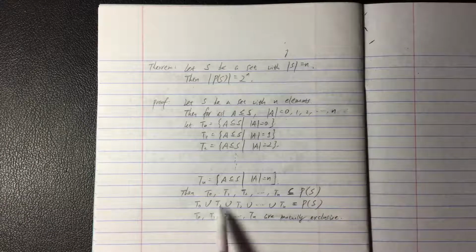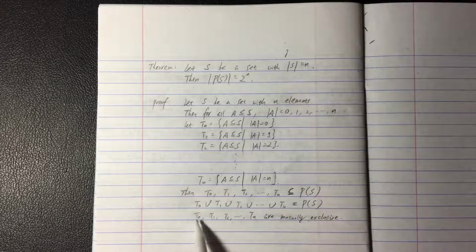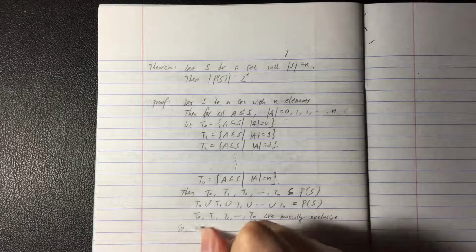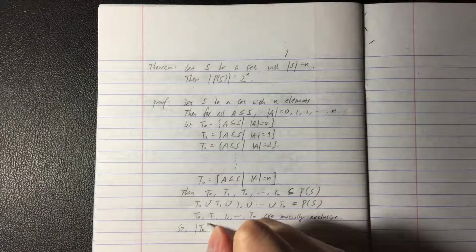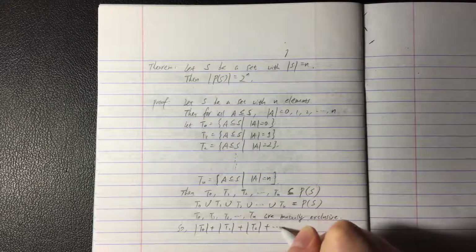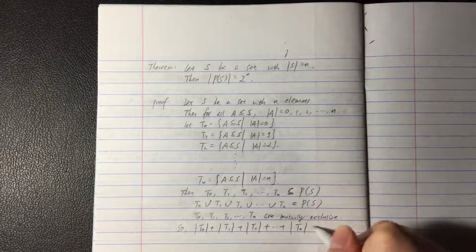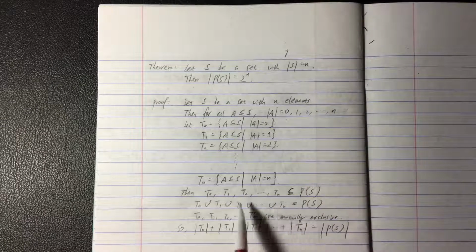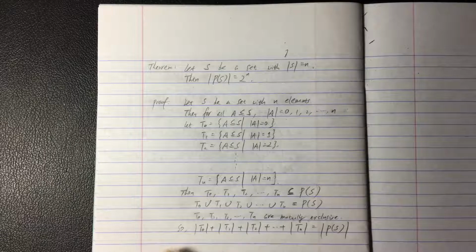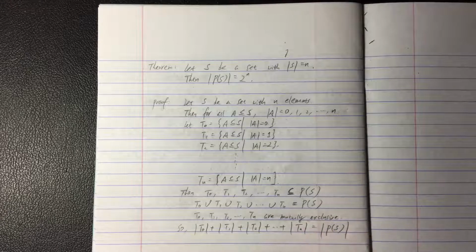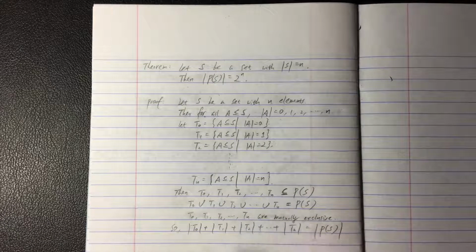Since the union of T0, T1, T2, Tn is the power set of S, and these sets are all disjoint, then by the cardinality rule, the cardinality of T0 plus the cardinality of T1 plus the cardinality of T2 plus the cardinality of Tn is the cardinality of the power set of S, since they are all disjoint sets and their union is the power set of S. By one of the cardinality rules, the sum rule, the cardinality of all these sets together is the cardinality of the power set of S. In order to understand this relationship better, let me show you an example. Then this formula will be more clear to you.